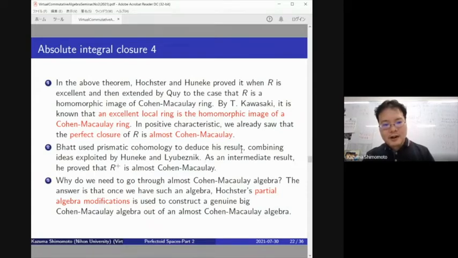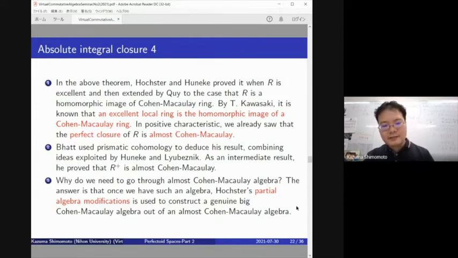And also, in positive characteristic, we already saw tons of examples of almost Cohen-Macaulay algebras, constructed as a perfect closure of R. But that uses again the prismatic homology, which I don't quite understand. But actually, his idea is inspired by the method used by Hünecke and Rivesnik, because he also had to prove that R plus is almost Cohen-Macaulay. As far as I know, I just read some parts of his papers, so it sounds like we really need it.